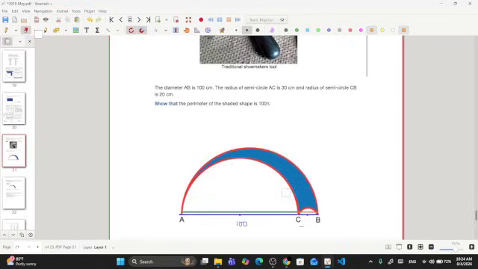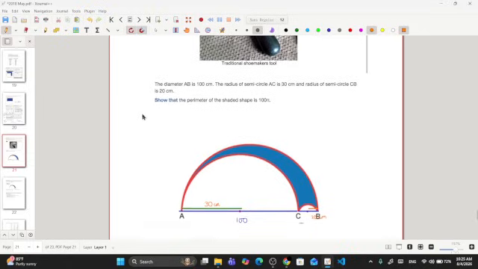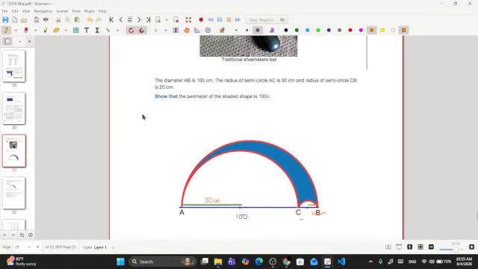Wait, I'm doing something wrong here. This is what needs to be done. Yeah, this is 30 centimeters, and this length was 20 centimeters. Okay, this is the information that we have. Now let's try to calculate the value of the perimeter. All right. Now the perimeter is basically what? It is the sum of the arc lengths of all three semicircles.